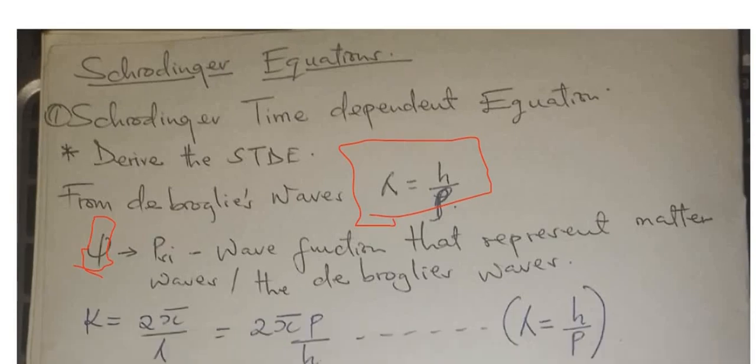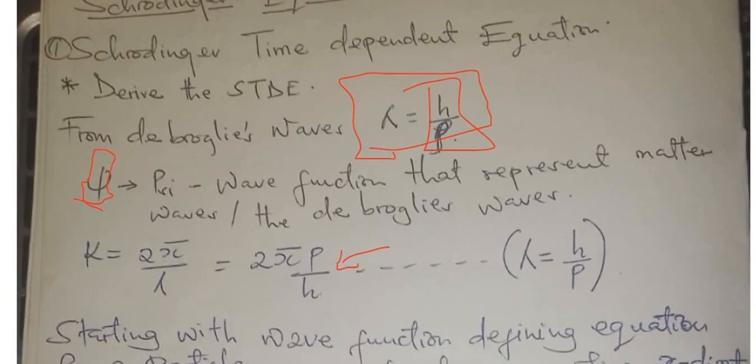Continuing, we have k, the constant used in deriving the Schrodinger equation, where k equals 2 pi all over lambda. When we change that, we will have 2 pi times momentum all over Planck's constant. Remember, lambda equals Planck's constant all over momentum. So replacing lambda with Planck's constant all over momentum, we have this.